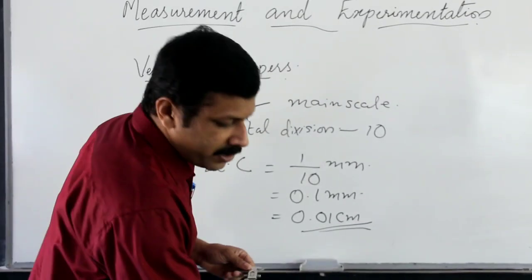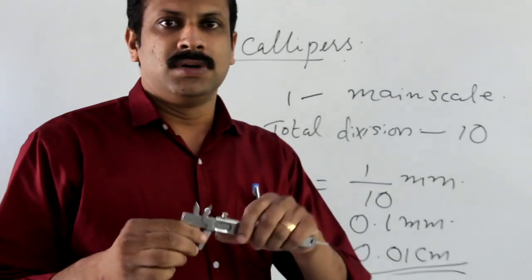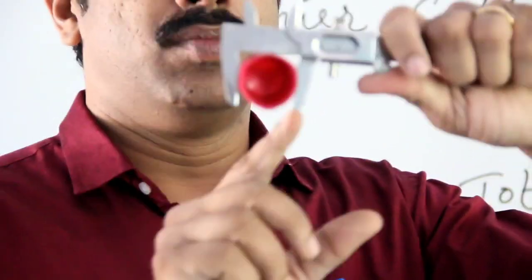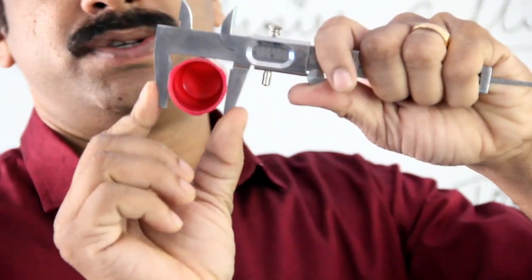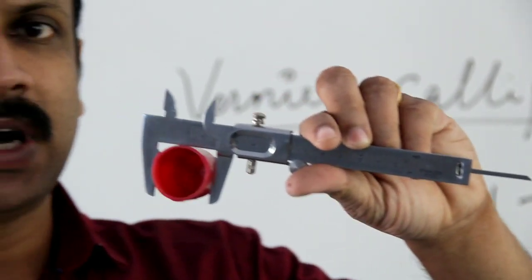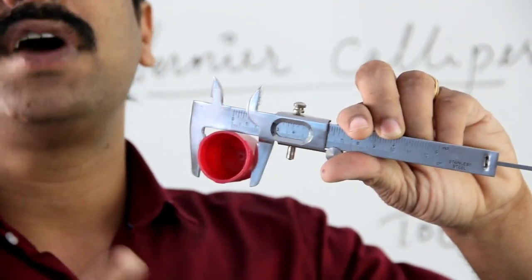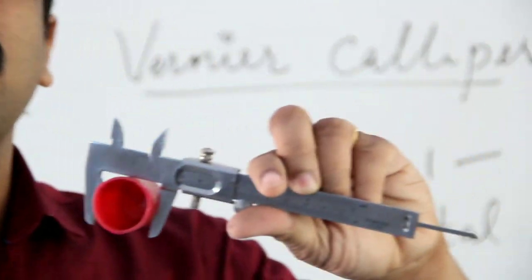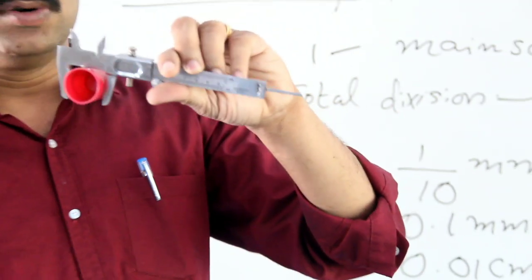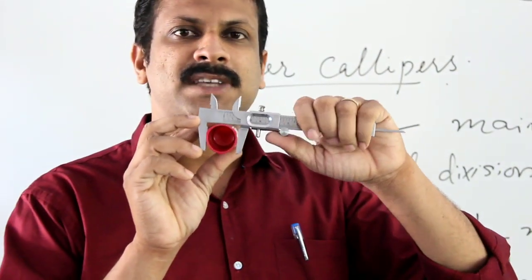Then we find out the diameter of an object. Suppose this is the object and we need to find its diameter. We have to place this object between the movable jaw and fixed jaw of the outer jaws. Then we take the main scale reading as well as the vernier scale reading. After that we add the main scale reading and the vernier scale reading multiplied by the least count. I will explain it very clearly.